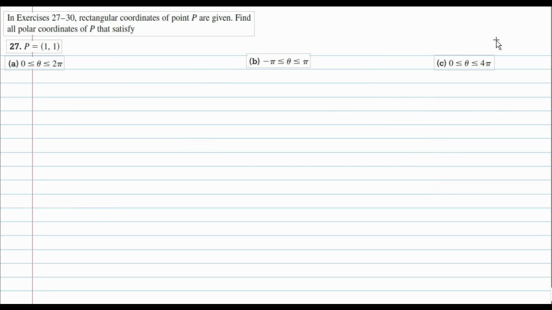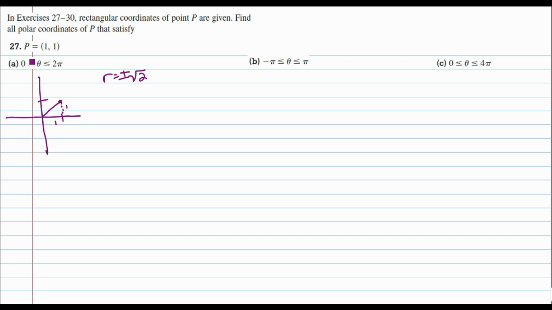Then I'll try problem number 27. It asks us to find all polar coordinates of P that satisfy, in this case, P equals (1, 1). So if our rectangular point is (1, 1), I know if I draw my reference triangle, the adjacent side is 1 and the opposite side is 1. Also from the Pythagorean theorem, my radius is going to be plus or minus √2. We've already done that. Now, the catch here is to find all polar coordinates, which we know are infinitely many, and we've represented those in an expression using n as all integers.